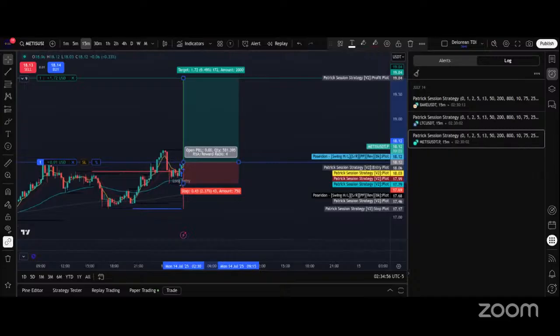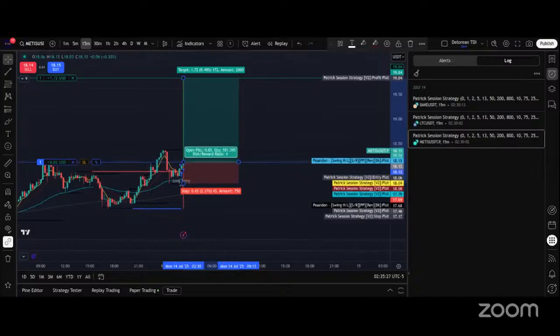And here's your next call. METIS, USDT. 15-minute confirmation. Market execution buy. Entry price is 18.12. Stop loss is 17.69 for 43 pips. Take profit is 19.84 for 172 pips, with a risk to reward ratio of 4.00.